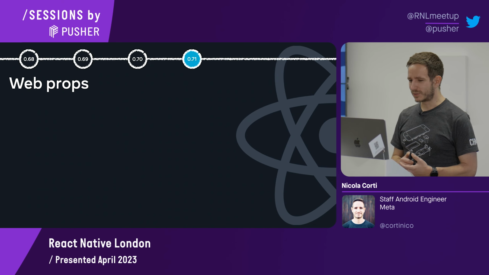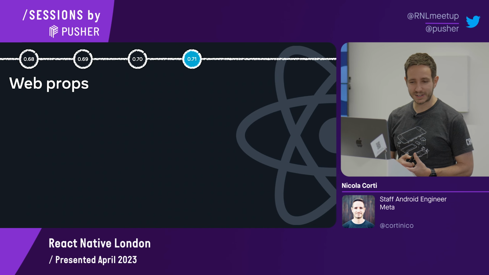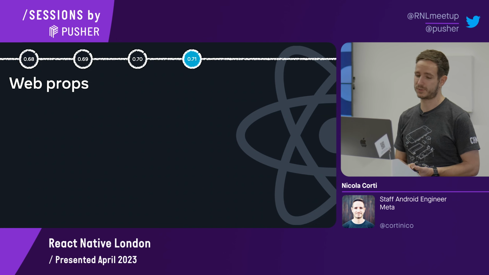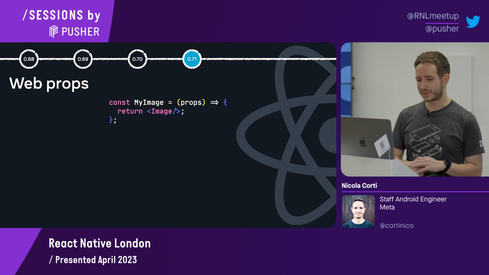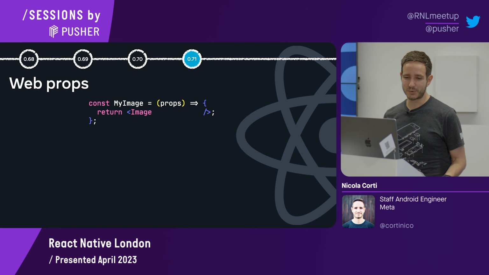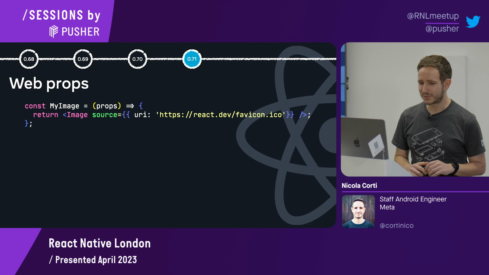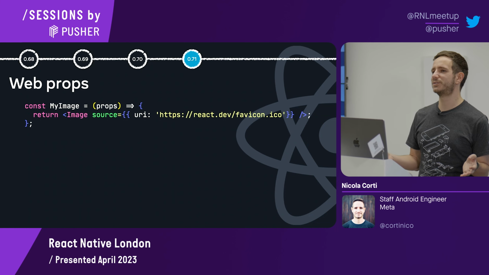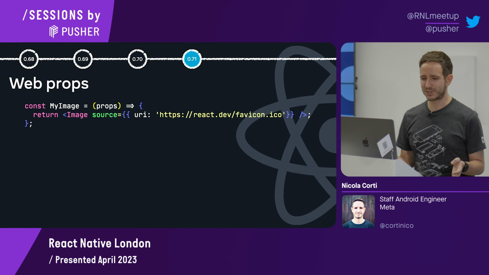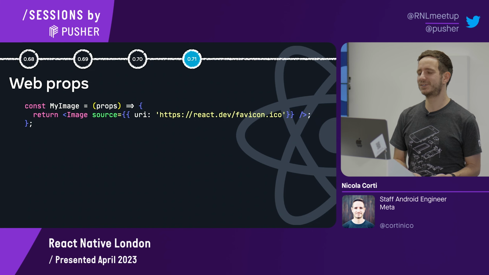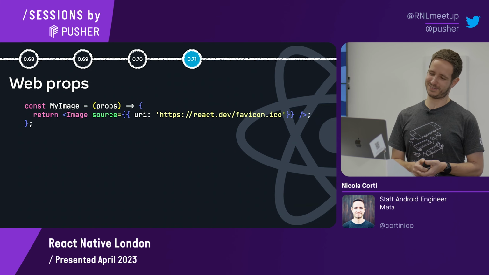0.71 also brings quite a lot of significant updates. For example, a huge set of web-inspired props. Let's look at this component, MyImage, which does nothing other than wrap an Image. And if we would like to render the fancy new React.dev logo, historically you would use the source prop, which wants an object, and you would have to specify a URI, which, if you're coming from the web world, is not great.